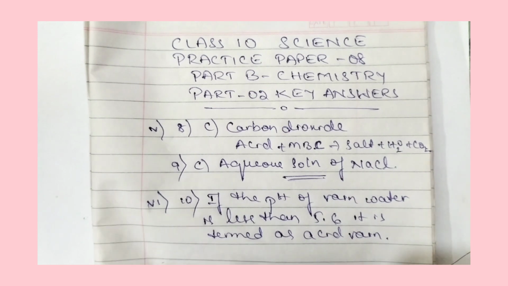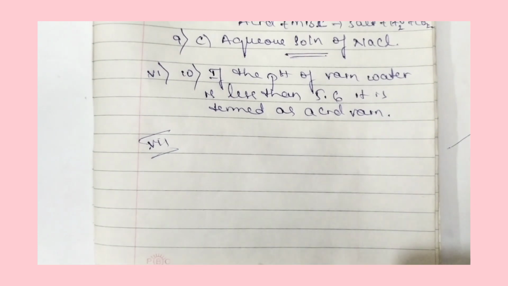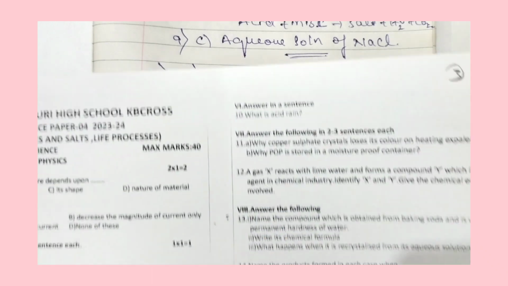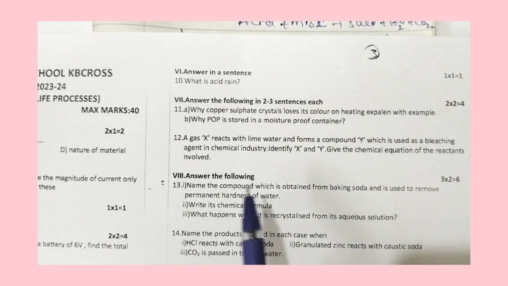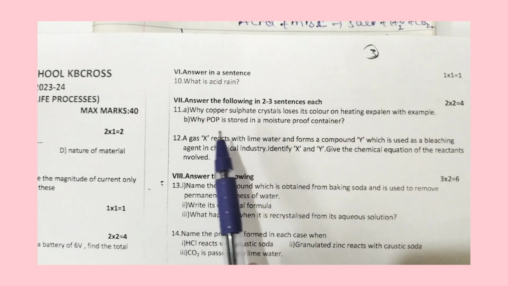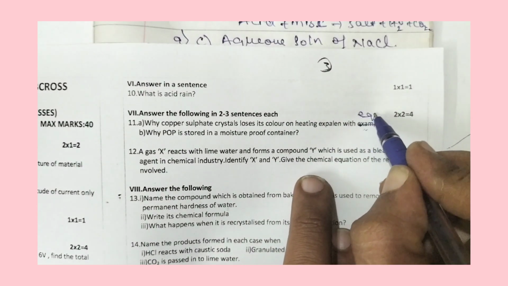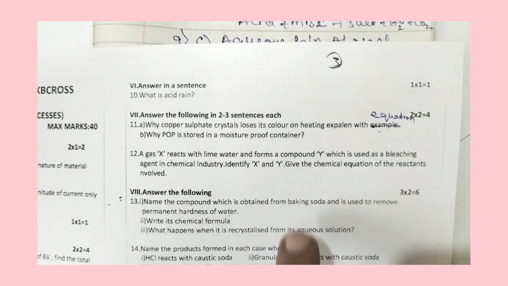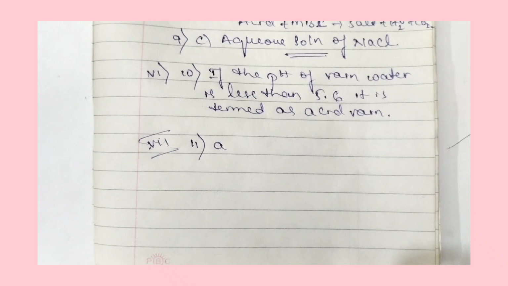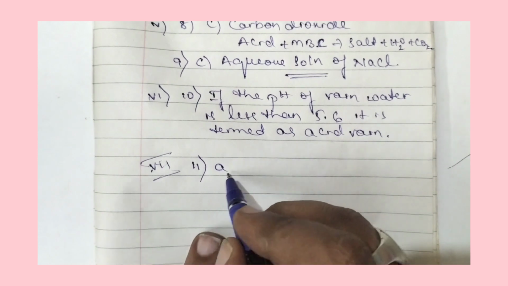Now let us move to the seventh mark, that is 11th question. In that one, two sub questions are there, so let us answer both. Why does copper sulfate crystal lose its color on heating? Explain with equation.